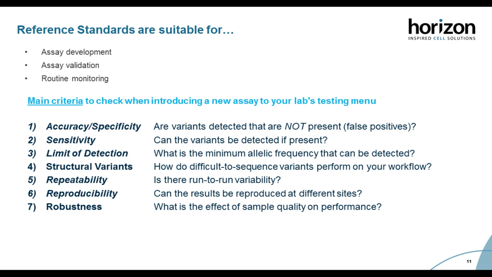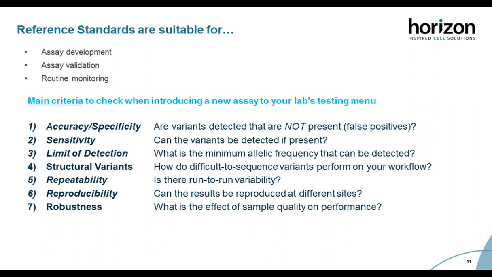Some of the main criteria to check when introducing a new assay into your lab's testing menu are outlined in the 7 points below. It's important to check the accuracy and the specificity, looking at are the variants detected that are not present, and these are termed false positives. What's the sensitivity of the assay? Can the variants be detected if they are present? What's the limit of detection? What is the minimum allele frequency that can be detected? And how does the assay handle structural variants? How do these difficult to sequence variants perform on your workflow?